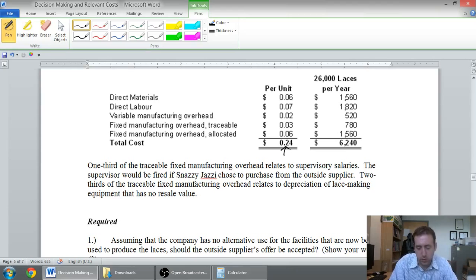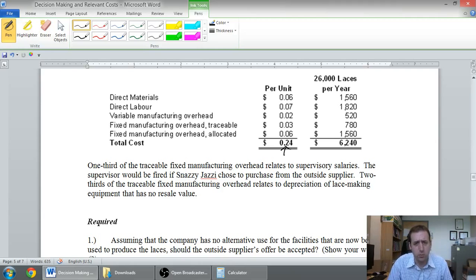So 1/3 of the traceable fixed overhead relates to supervisor salaries. The supervisor would be fired if Snazzy Jazzy chose to purchase from an outside supplier. 2/3 of the traceable fixed overhead relates to depreciation of lace making equipment that has no resale value. Okay, so 1/3 of this is absolutely relevant, right? The cost will be different. Again, if we make, we will have this person working for us. If we buy, we will not. But the 2/3 related to the depreciation of equipment that has no resale value, it's not relevant either way. If I get rid of the division, I've still got this equipment sitting there that's got no resale, so it's not relevant. So I think our decision is clear, not our decision, but our steps to our decision.